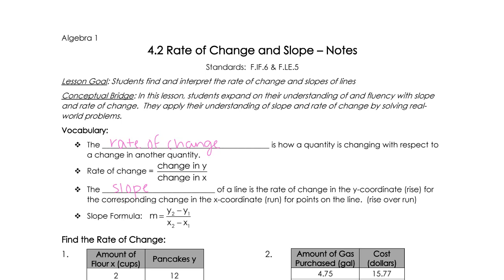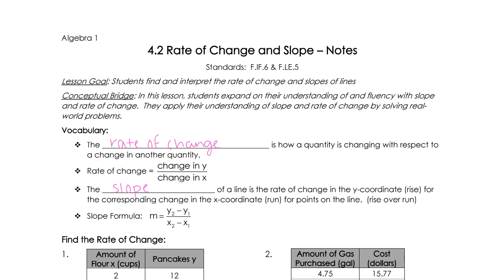For this video, we will be talking about section 4.2, which is rate of change and slope. To start, we have some vocabulary here. So we have the rate of change is how a quantity is changing with respect to a change in another quantity. The rate of change can also be written as change in y over change in x. So you'll notice y is on top, x is on the bottom.